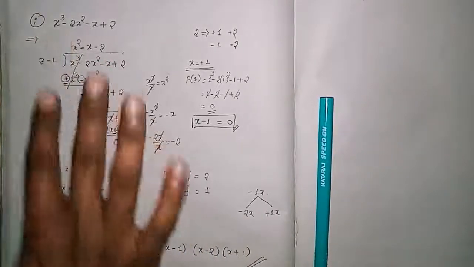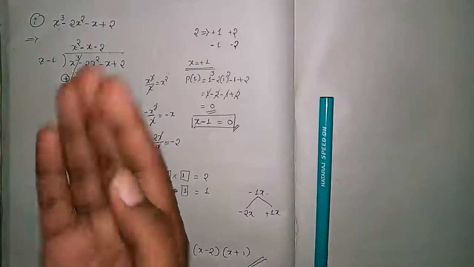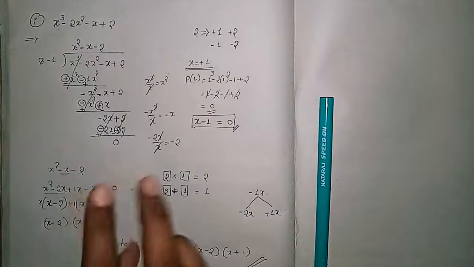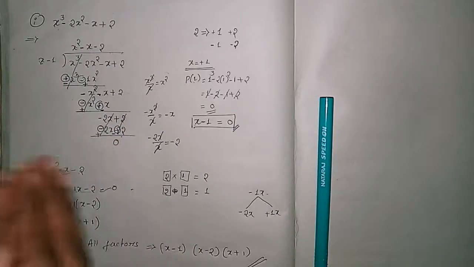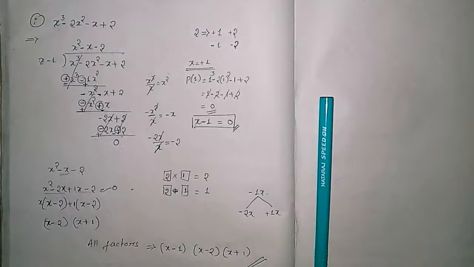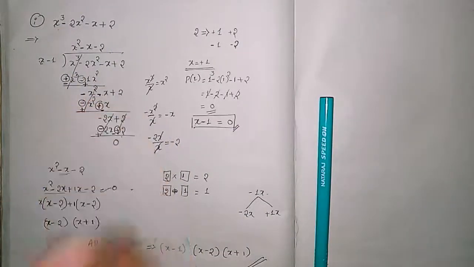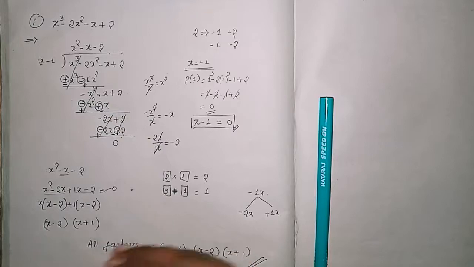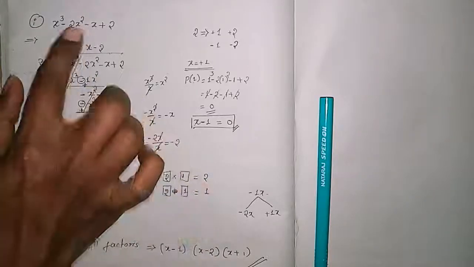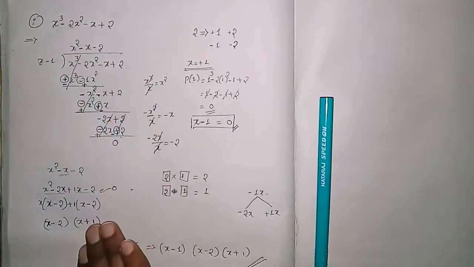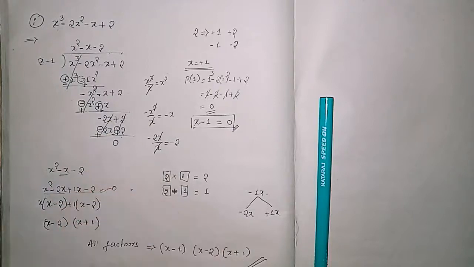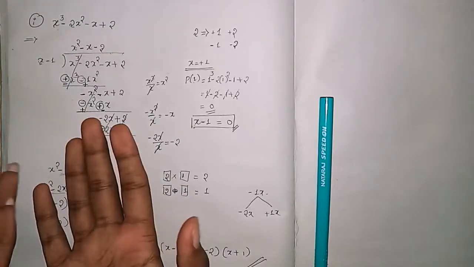But here they have given 4 terms. So with 4 terms, first we have to convert to 3 terms. To do the factorization, we want 3 terms. Then the question arises, how can you convert these 4 terms to 3 terms? Yes, for that you have to go for the long division method.